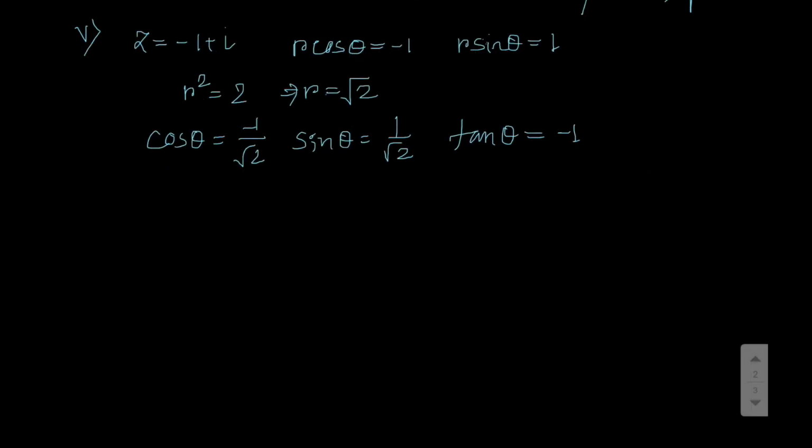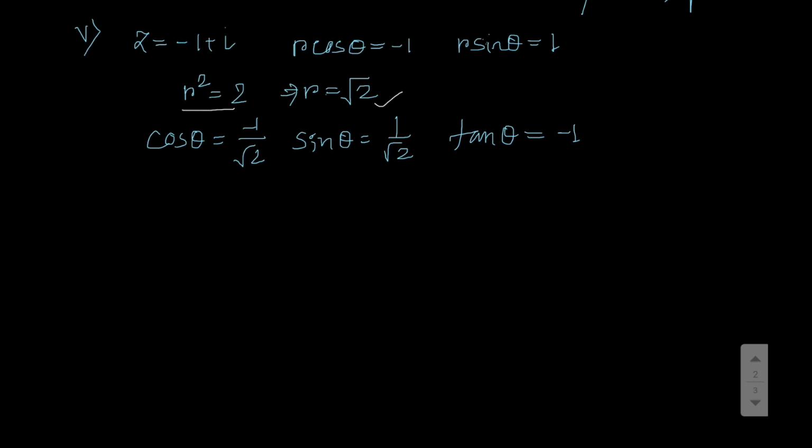Now next move on to sum number 4.5. Here z equal to minus 1 plus i. So that means r cos theta equal to minus 1, and r sin theta equal to 1. So from that r square equal to 2 and r equal to root 2. Okay, it's very easy. So cos theta equal to minus 1 by root 2 and sin theta equal to 1 by root 2. I mean cos is negative but sin is positive. So that means this one lies in the second quadrant. Okay, theta lies in the second quadrant.